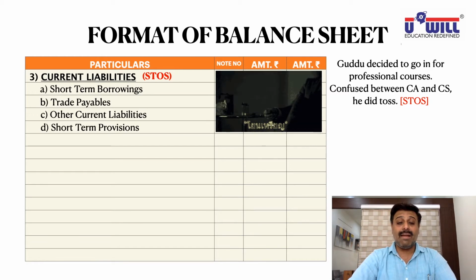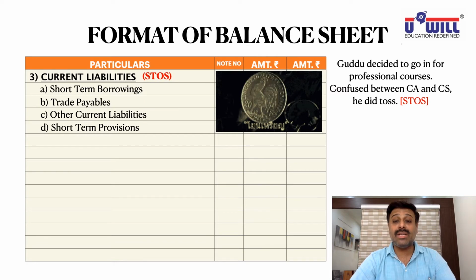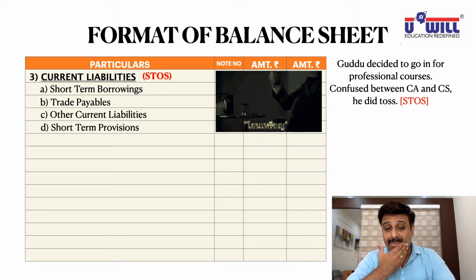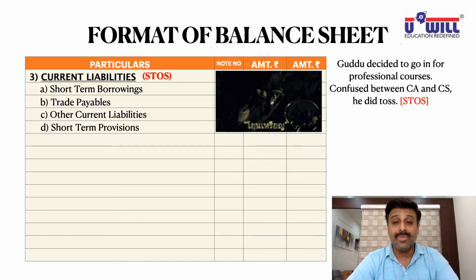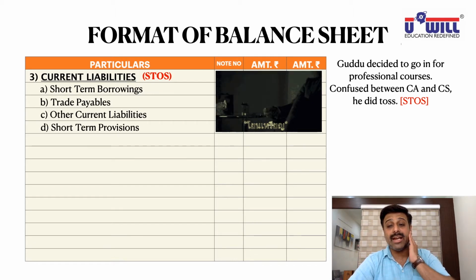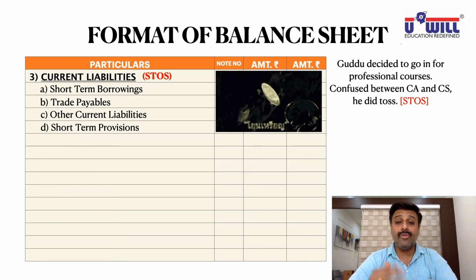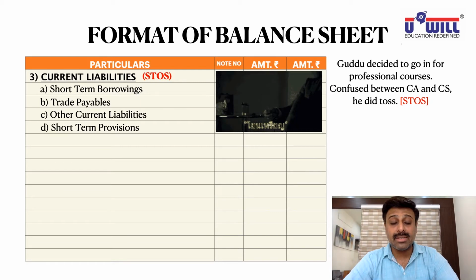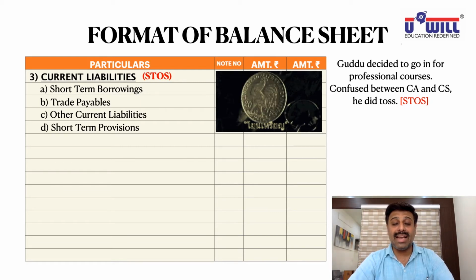Now, other current liabilities, write down in bracket: outstanding expense, pre-received incomes, interest accrued and due, dividend payables. You can write these examples I'm speaking in brackets and pause the video wherever required. All this will come in other current liabilities.